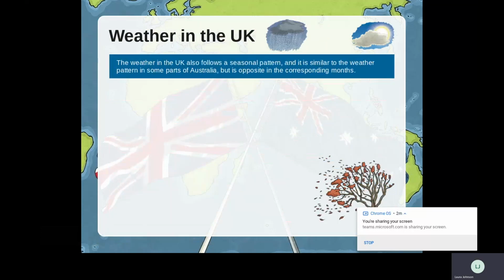Weather in the UK. You should know a lot about the weather in the UK as you live there. The weather in the UK also follows a seasonal pattern and is similar to the weather pattern in some parts of Australia, but is opposite in the corresponding months. The key word there is opposite.